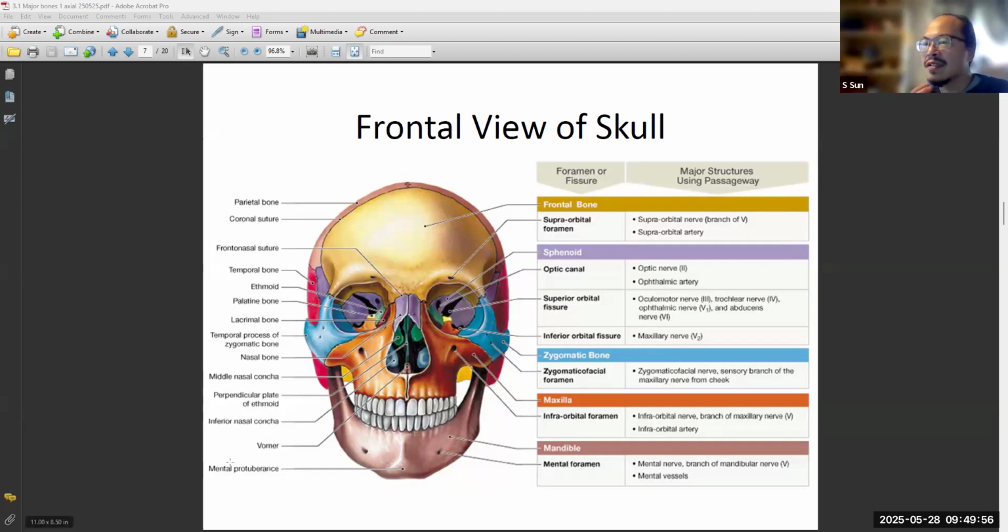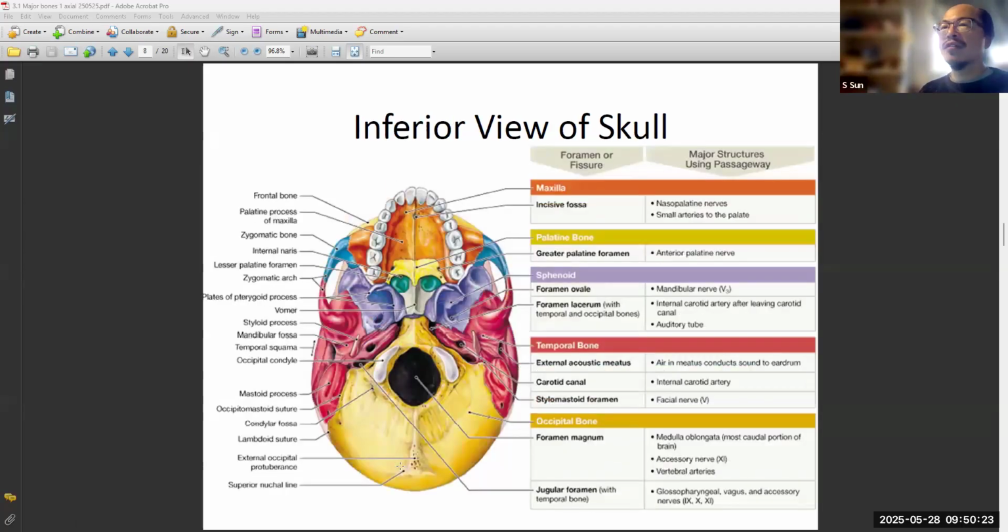This chin here is called the mental protuberance. This one also connects with multiple muscles attached to it. So that is the feature of the facial portion. Yeah. And we can also look from the bottom.